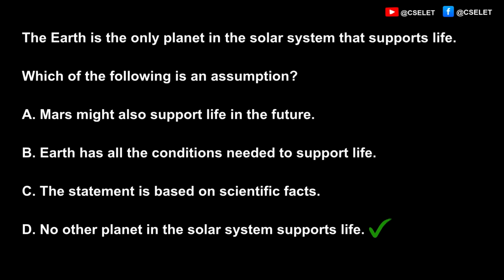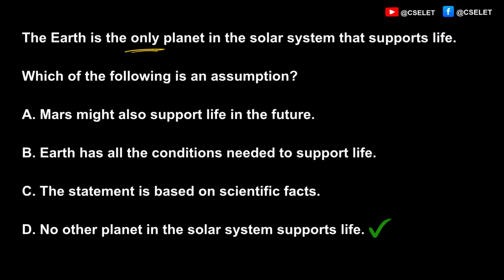Bakit letter D ang tamang sagot? It's because of the word only. The given statement says Earth is the only planet that supports life. Therefore, it implies that the other planets do not support life, and this is the assumption. So again, sabi sa statement, Earth is the only planet with life. Because of the word only, the statement becomes absolute, meaning wala nang ibang planeta sa solar system ang may buhay.